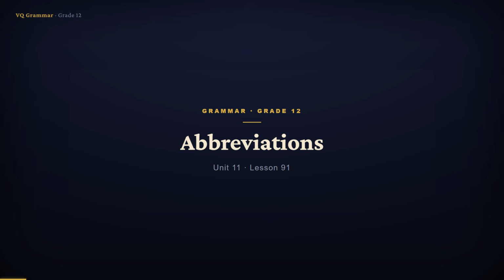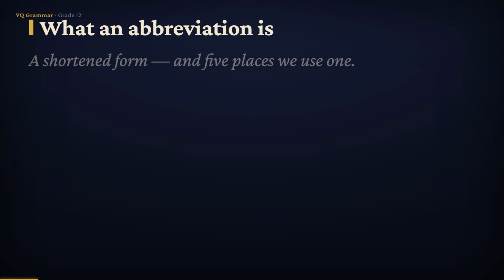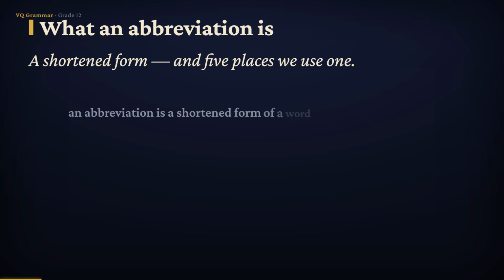The tricky part isn't reading them, it's knowing when to use them and when to spell things out in full. By the end of this lesson, you'll know exactly where an abbreviation belongs and where it doesn't. Let's dig in. Before we start, here's the whole map of this lesson. An abbreviation is a shortened form of a word or a phrase, a compact stand-in for something longer. We reach for them in a few predictable places.